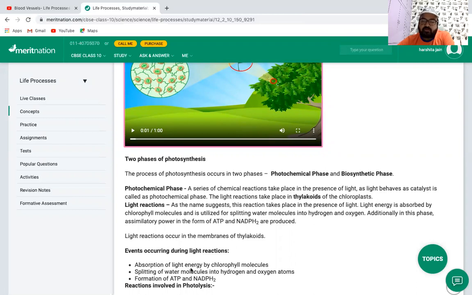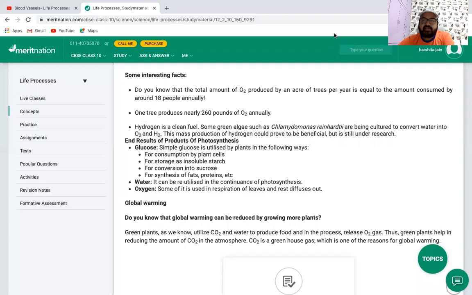So we all know absorption of light energy by chlorophyll, then breaking of water molecules into hydrogen and oxygen, and finally formation of ATP and NADPH2, nicotinamide adenine dinucleotide phosphate. Okay, these are energy molecules. ATP, you all know that. Some extra knowledge, you can read this, some interesting facts about photosynthesis.